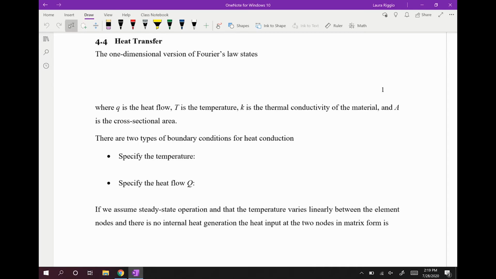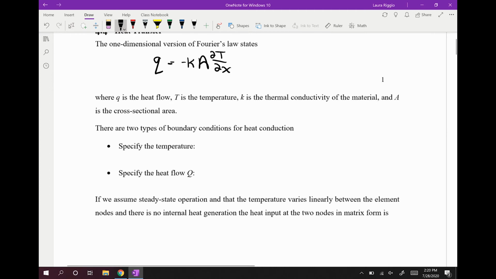So now we're going to look at examples that involve heat transfer. We have Fourier's law that states that our heat flow is equal to our thermal conductivity times our cross-sectional area times our temperature gradient. There's two different ways to specify boundary conditions. You can specify the temperature. You can also specify the applied heat, Q, which is KA dT/dx plus beta A (T minus T infinity).